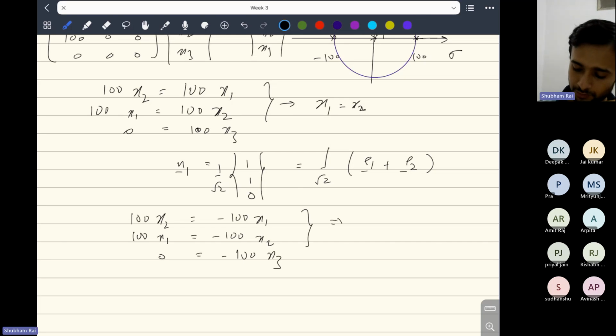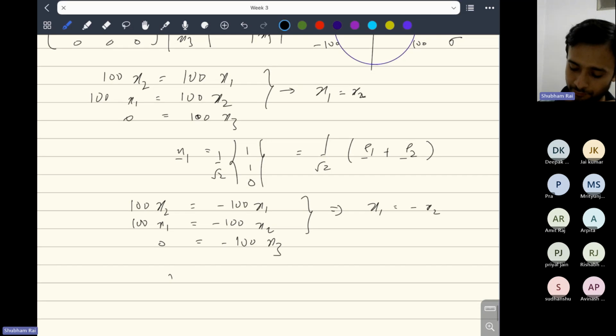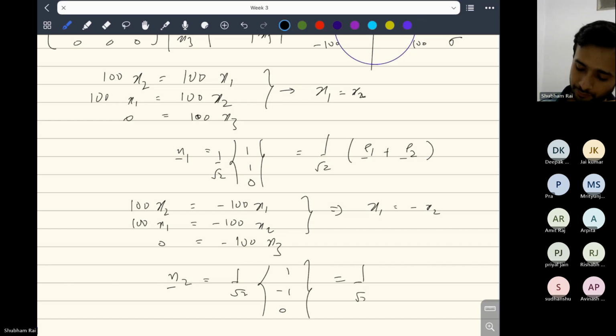From these two equations, you will get x1 is equal to minus x2. Instead of now 1, 1, we have minus 1, 1. So this will remain same, or you can say 1, minus 1, 0. So now you will have e2 as e1 minus e2, right?